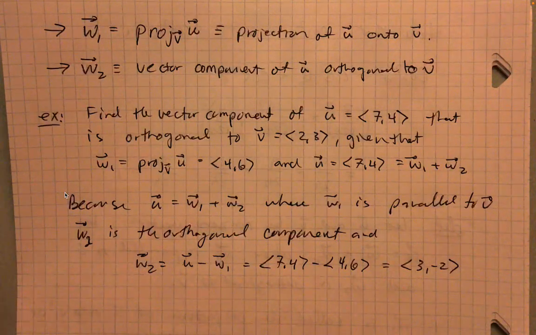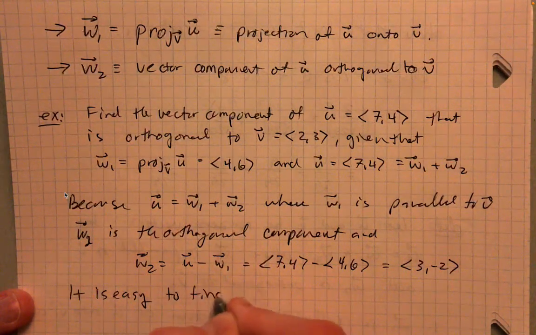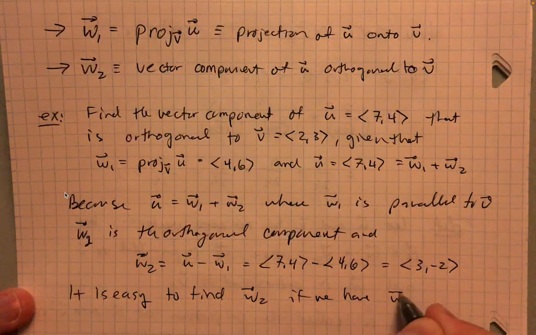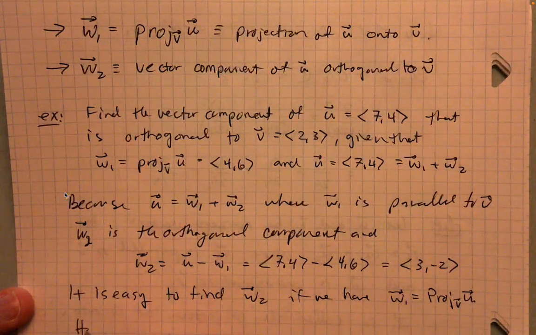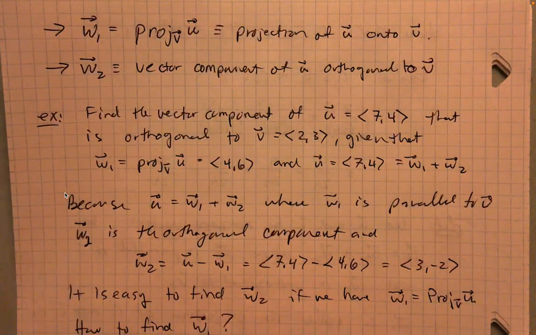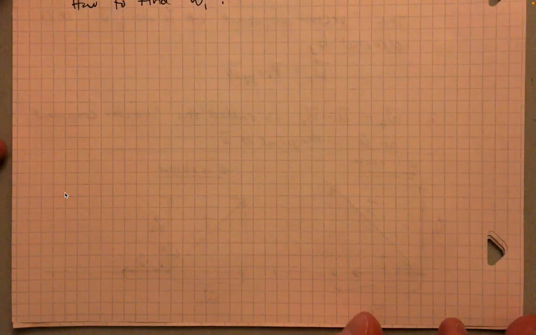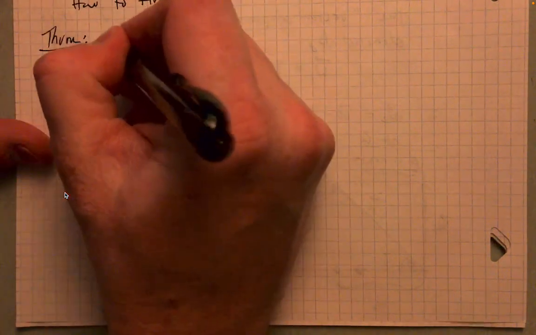All right, so how do we do that? So it's easy to find W2 if we have W1, which is the projection of U onto V. How do we find W1? How do we get that one? Okay, well, the good news is there is a nice little theorem. We can always use this theorem. It always works.